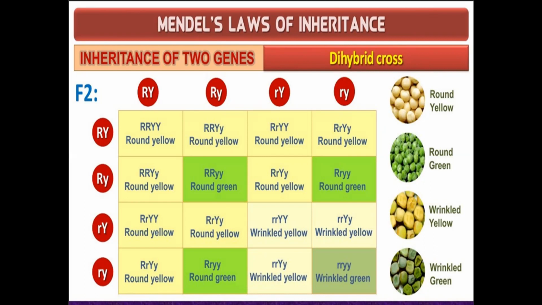Then the fourth one will be capital R, capital Y, small r, small y. So these are the different combinations which you will get to see.